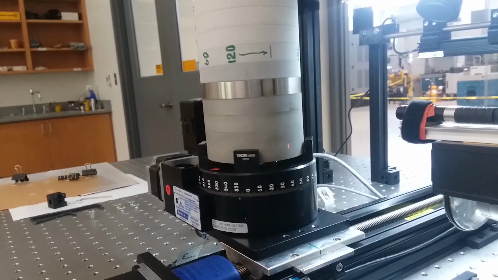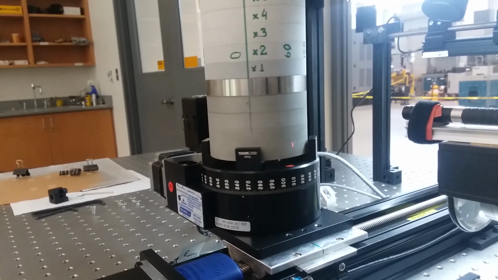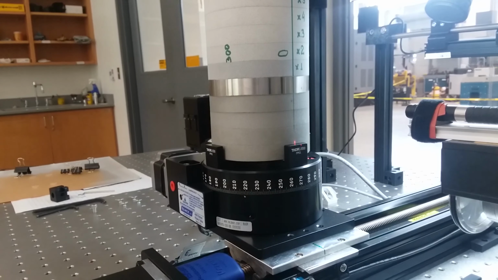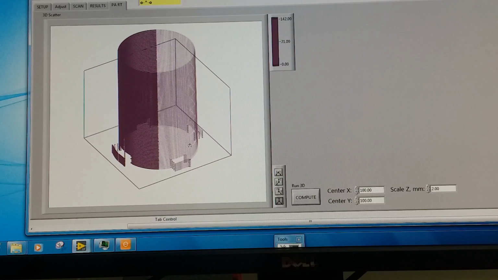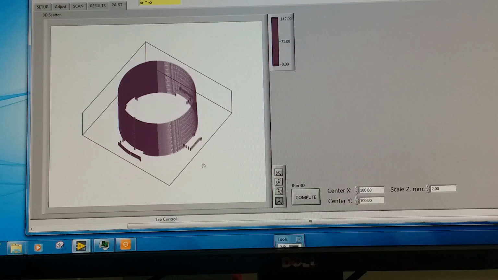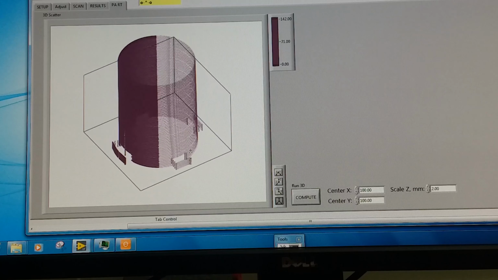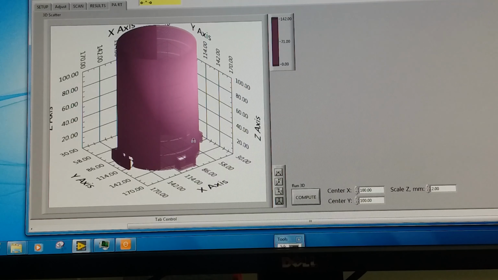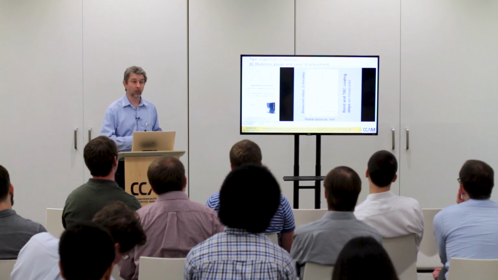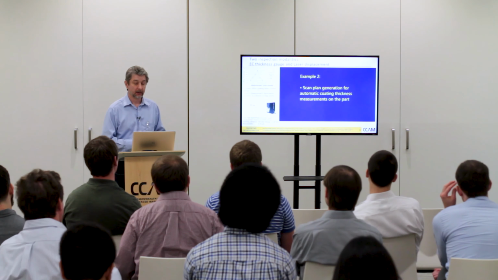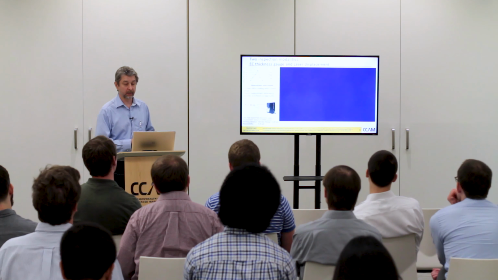After one turn is completed, the vertical increment moves the sensor up. At the end of the scan, we have this 3D rendering, and we can also extract some particular thicknesses. You can see that there is a difference between what we wanted in the ideal scenario and what we got. Another example is scan plan generation.